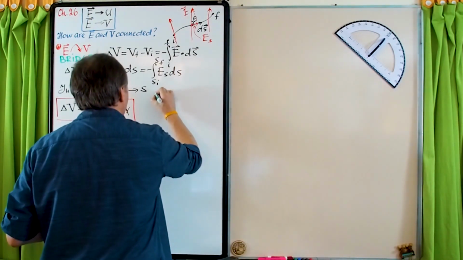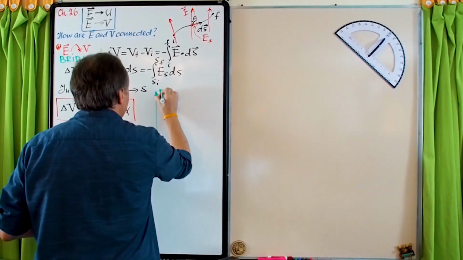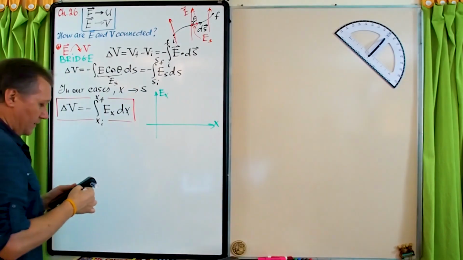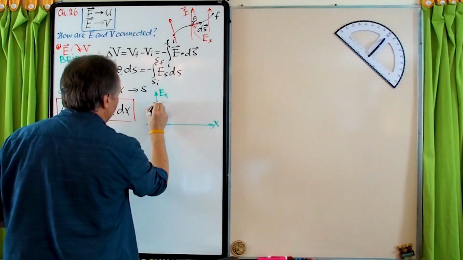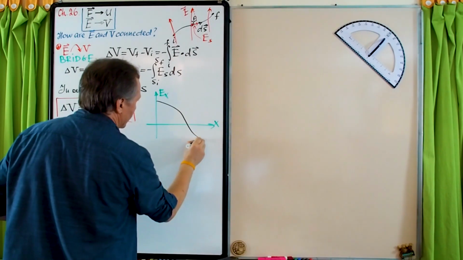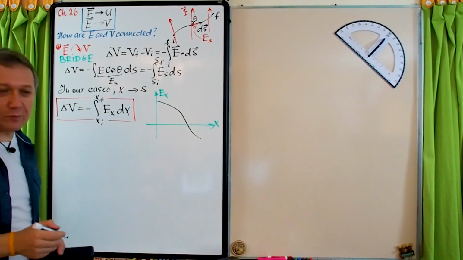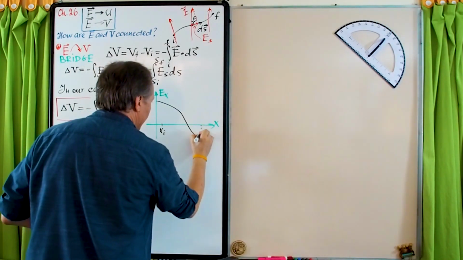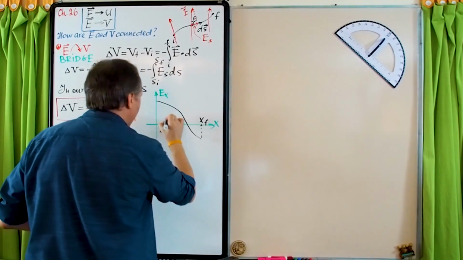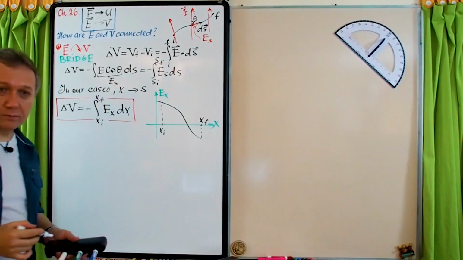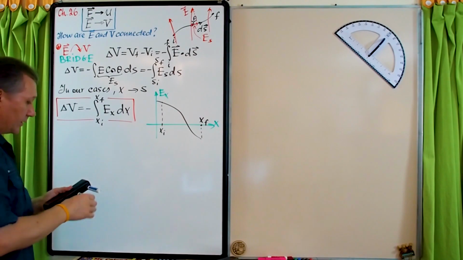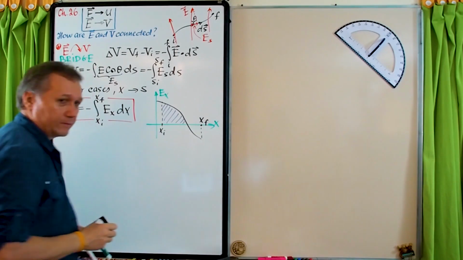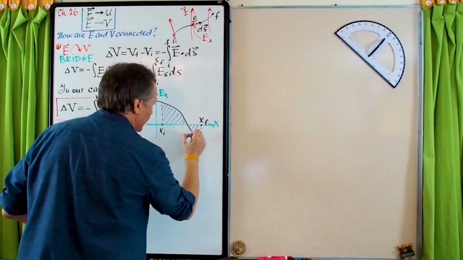Right? So if I plot E sub x versus x, and let's say the plot is, for example, something like this. And let's say we want to find the potential difference between this, x initial, and this, x final. So what do we have to do? We just need to calculate the area under the curve. So it's this part and this.